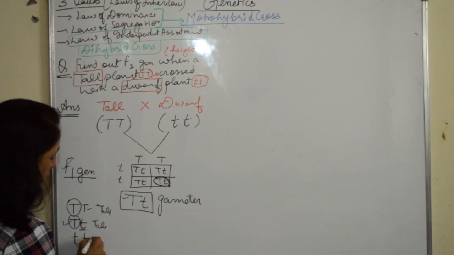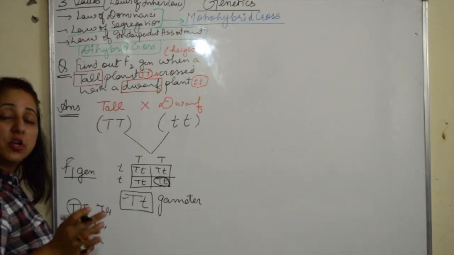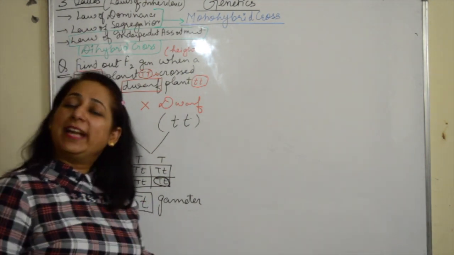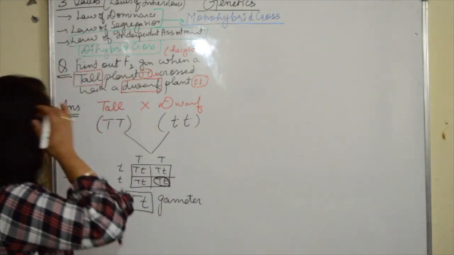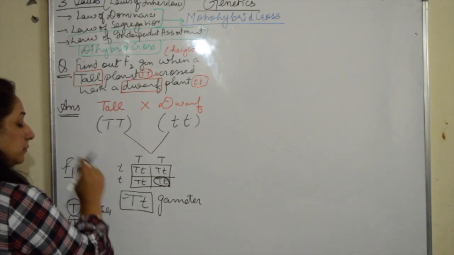And this will be small or short. Why? Because it does not have a capital T. तो छोटा ही T है which is a trait of dwarfness, so that is going to appear. So now we have gametes.